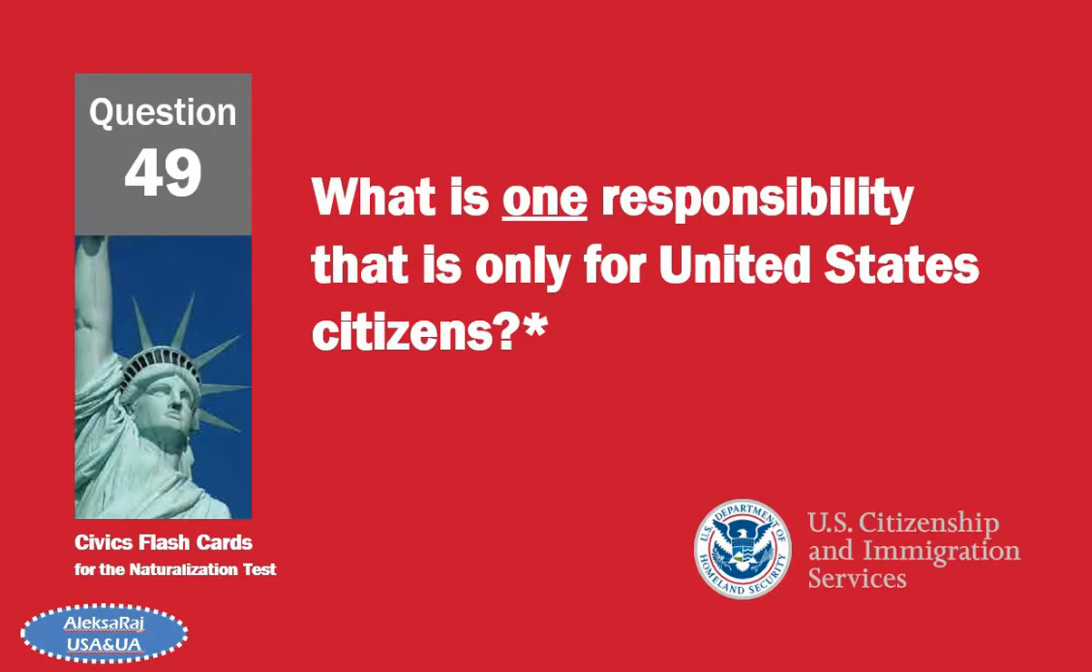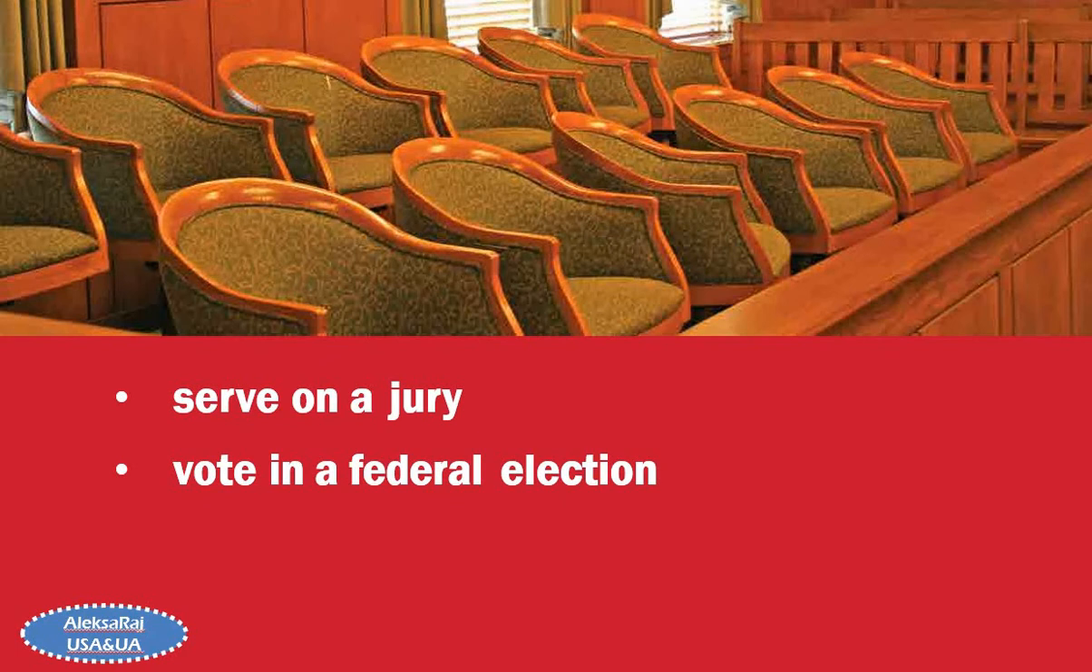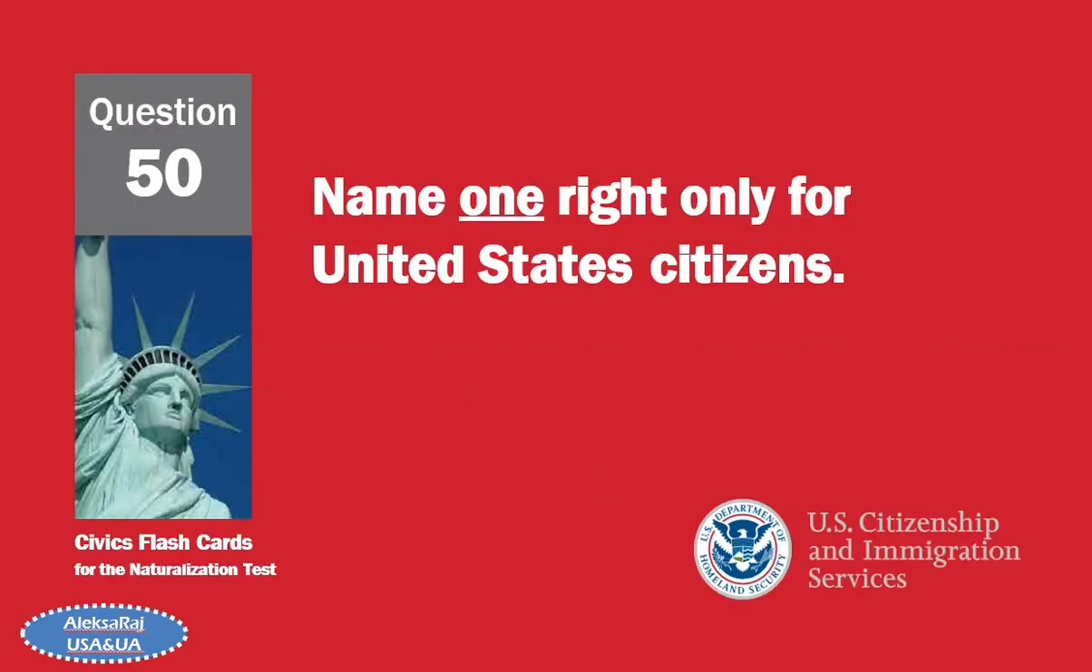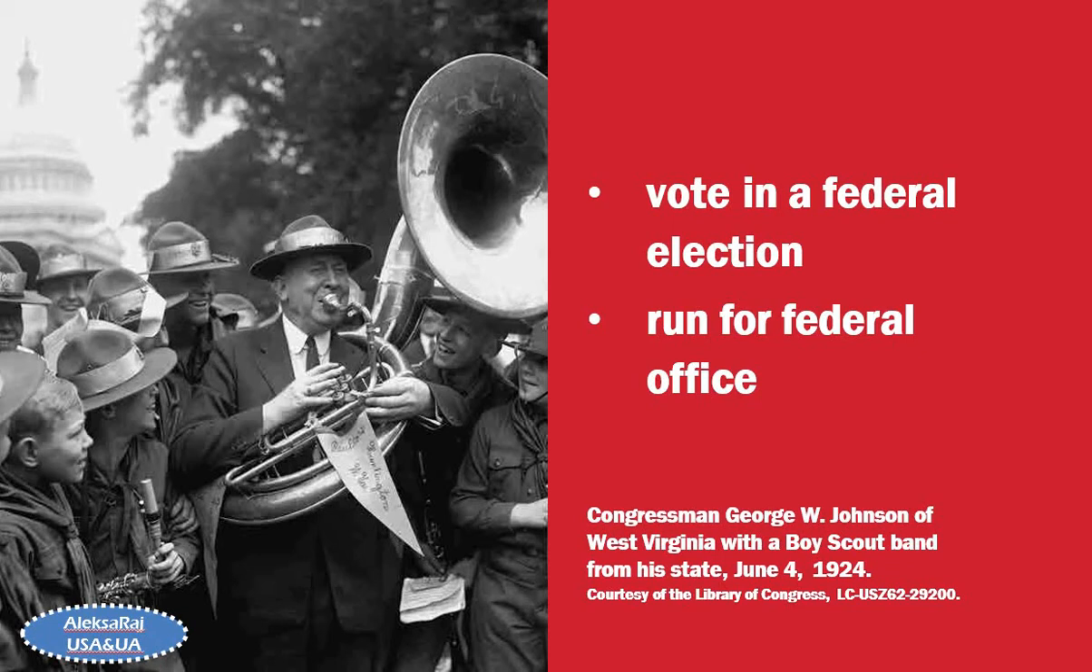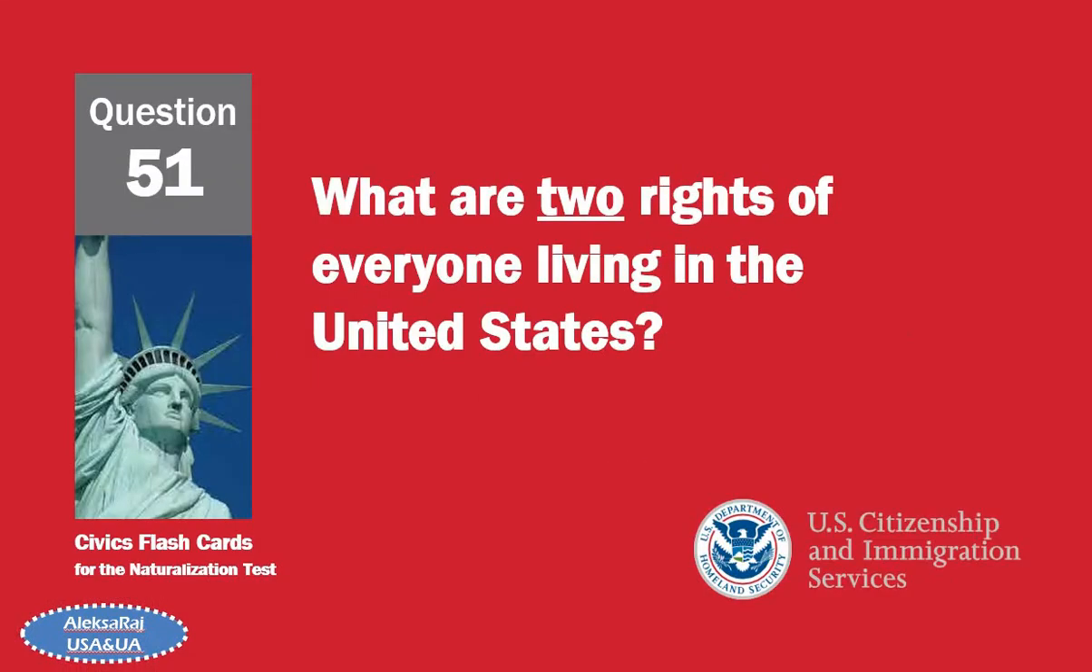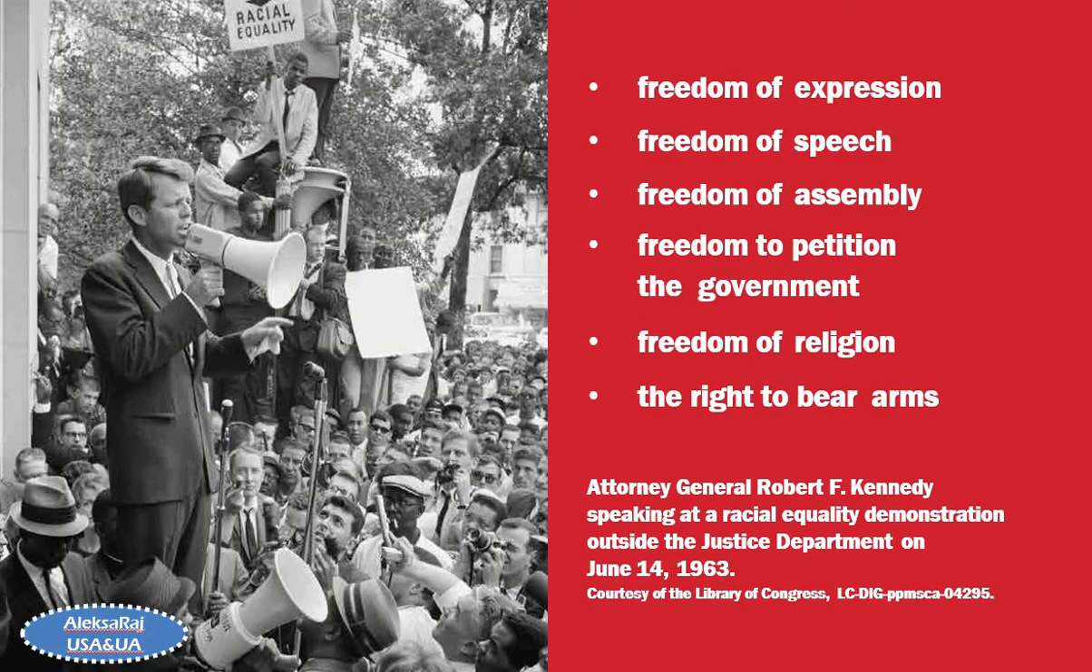What is one responsibility that is only for United States citizens? Serve on a jury. Vote in a federal election. Name one right only for United States citizens. Vote in a federal election. Run for federal office. What are 2 rights of everyone living in the United States? Freedom of expression, freedom of speech, freedom of assembly, freedom to petition the government, freedom of religion, the right to bear arms.